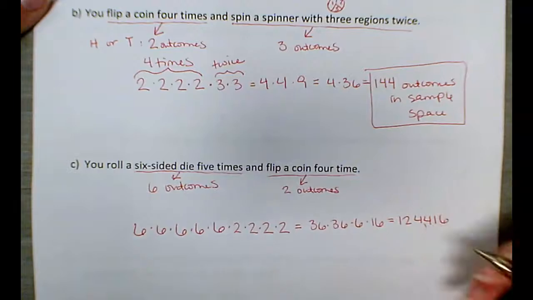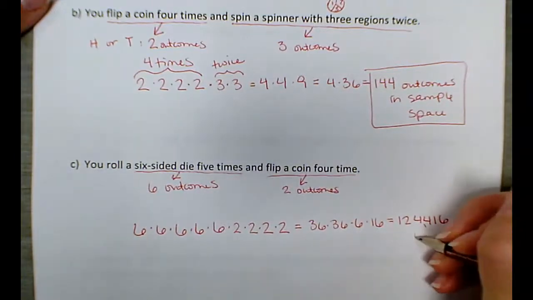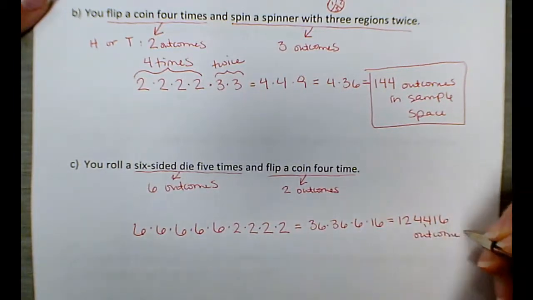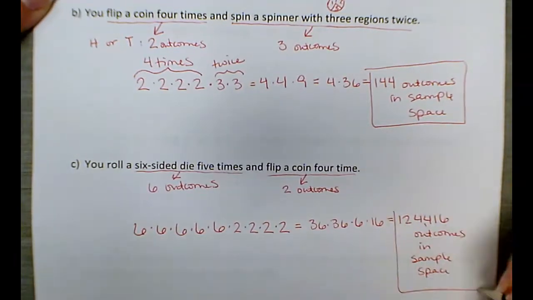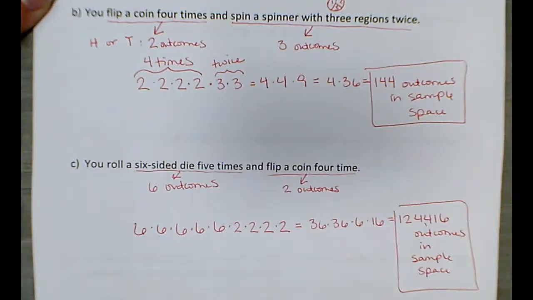So we've got 124,416 outcomes in the sample space. It's a lot of outcomes. And most of the time we're just looking for one in particular. Maybe rolling a 5, 5, 5, 5, 5, heads, heads, heads, heads. And that's one of the outcomes out of this many. So that's a lot.